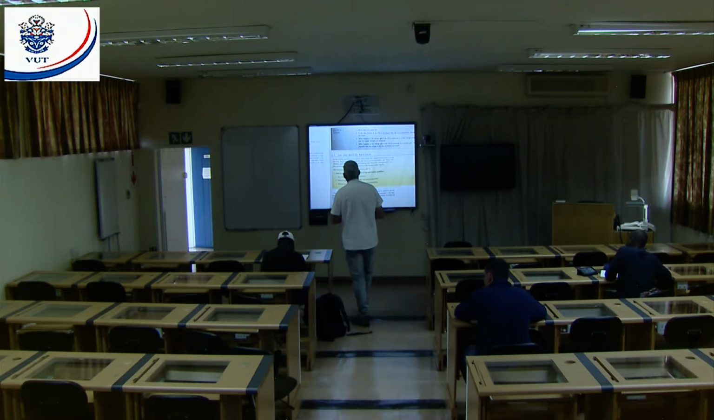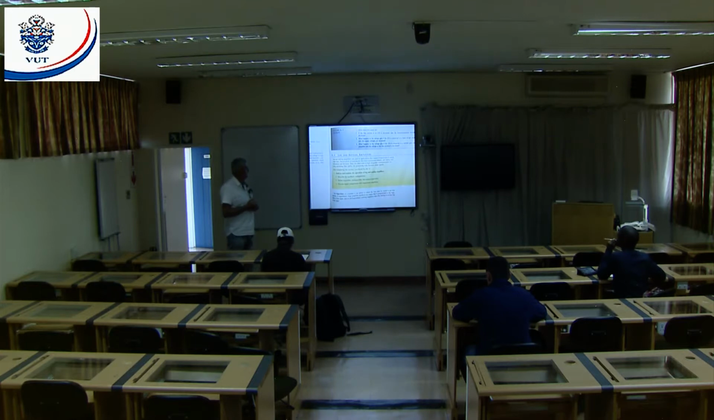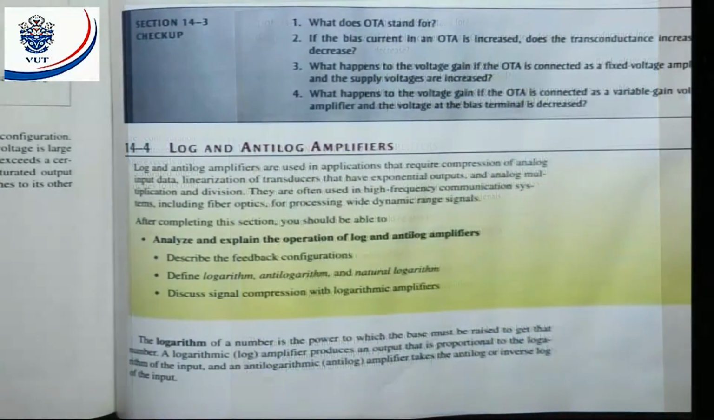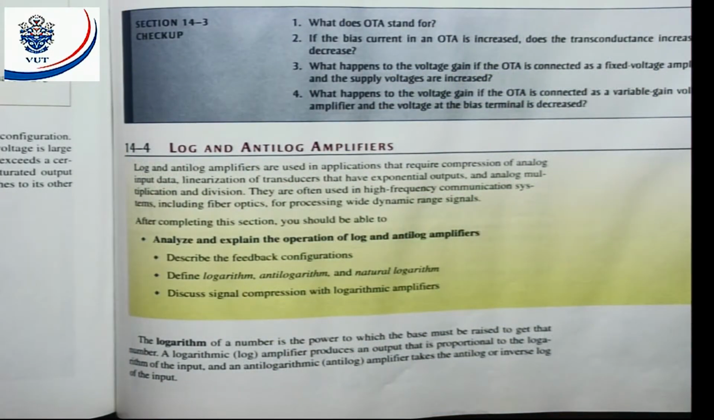Good morning. This morning we're going to do 14.4 log and anti-log amplifiers. They say log and anti-log amplifiers are used in applications that require compression of analog input data, linearization of transducers that have exponential outputs, and anti-log multiplication and division. They are often used in high-frequency communication systems, including fiber optics, for processing wide dynamic range signals.